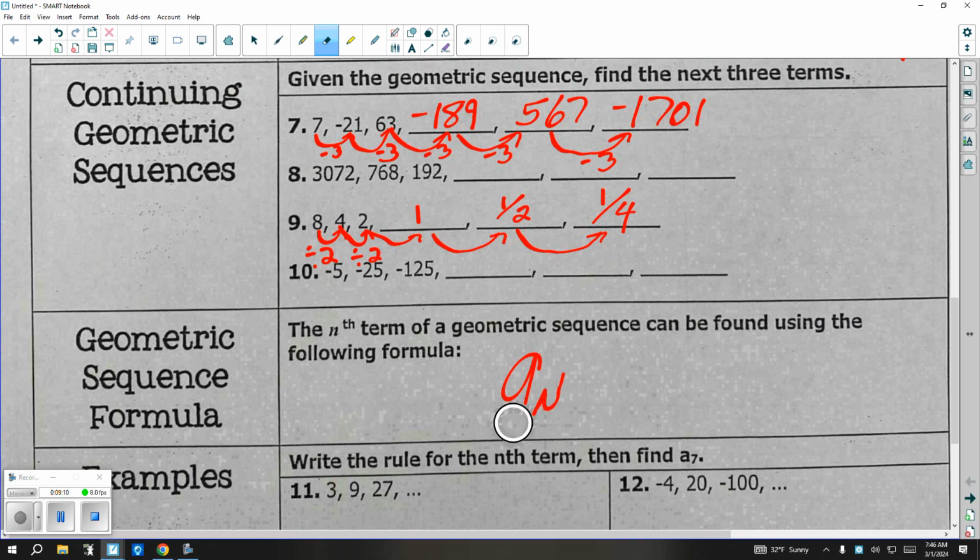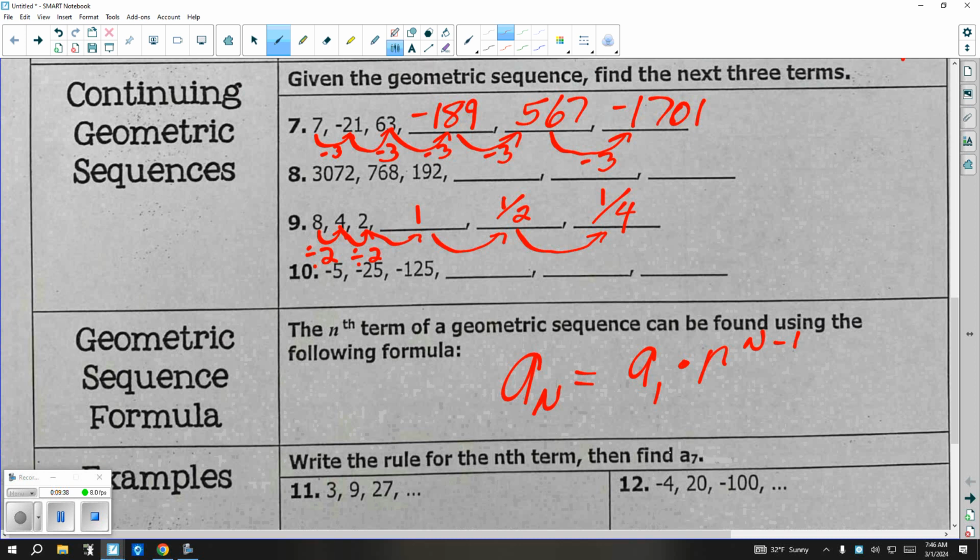Okay, here we go. So that's an A, not a 9. Dang it. That's an A. A sub n, don't worry about that. I know it looks weird, it is A sub 1 times R, that's the ratio, to the n minus 1. Okay, this isn't that crazy. Trust me, okay? Write the rule for the nth term and then find that.